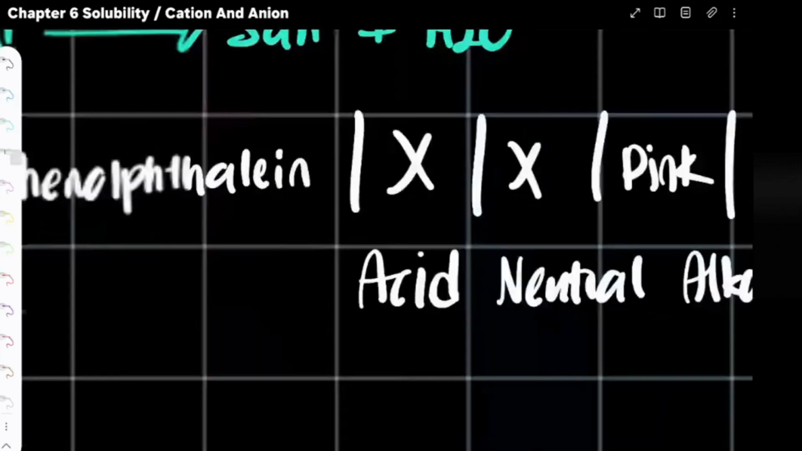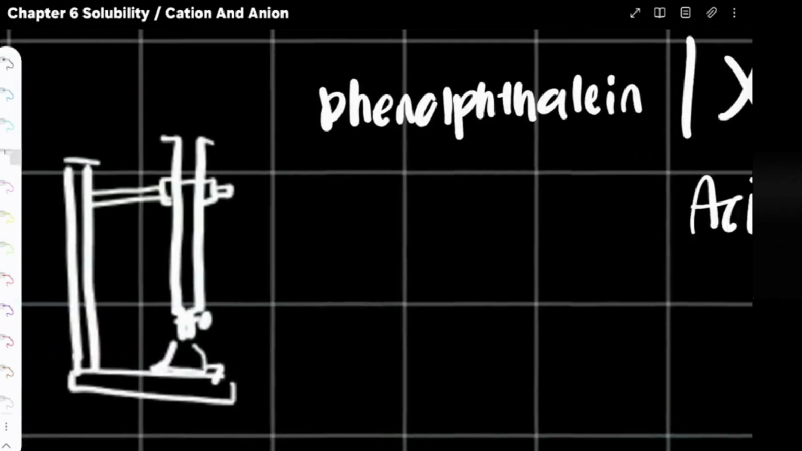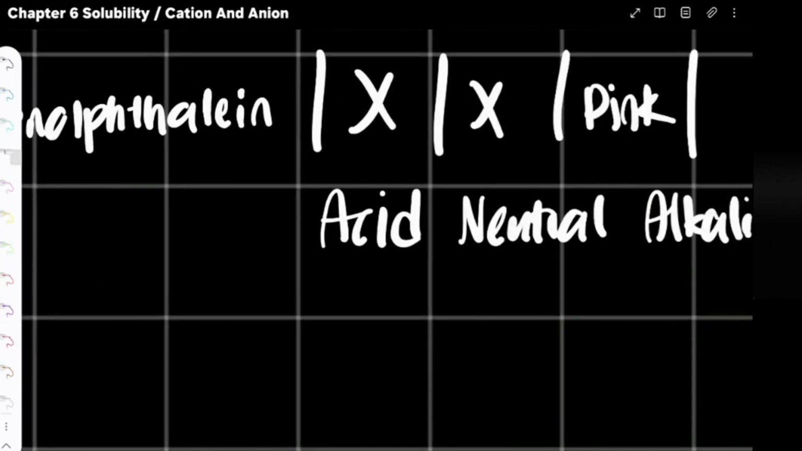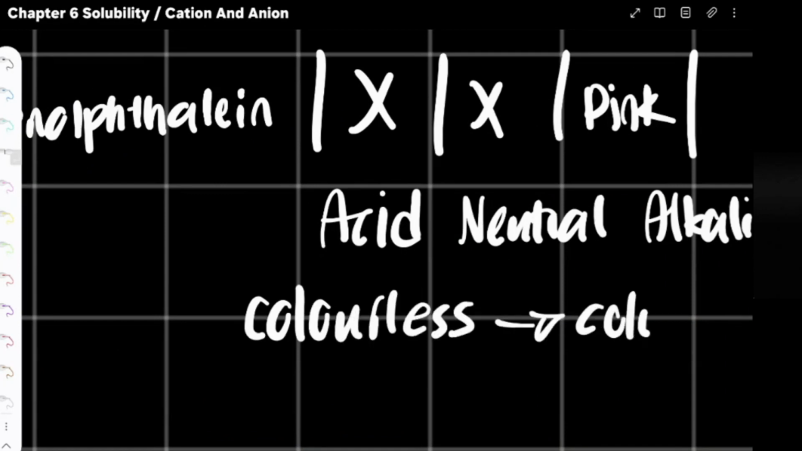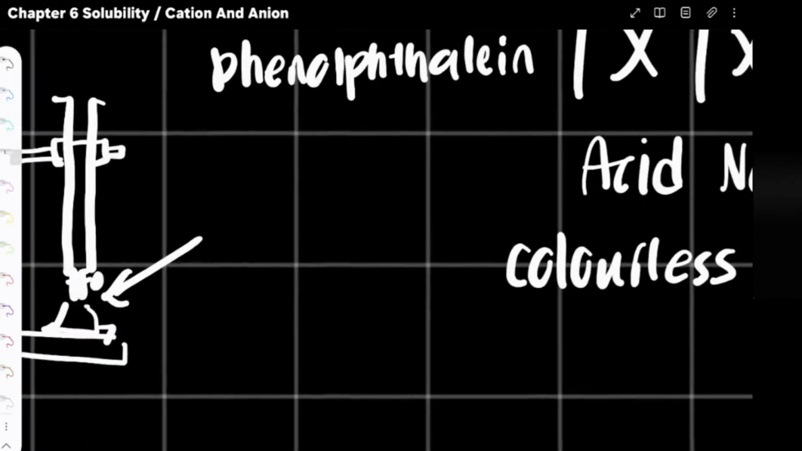So if you were to put the indicator inside here, it's gonna be colorless. But then if you were to drop it into the alkali, and then once it reaches neutral, it becomes colorless. That is all useless. So that's why we have to put the indicator in the bottom. And that's why we have to put the alkali in the bottom. Alkali in the bottom.